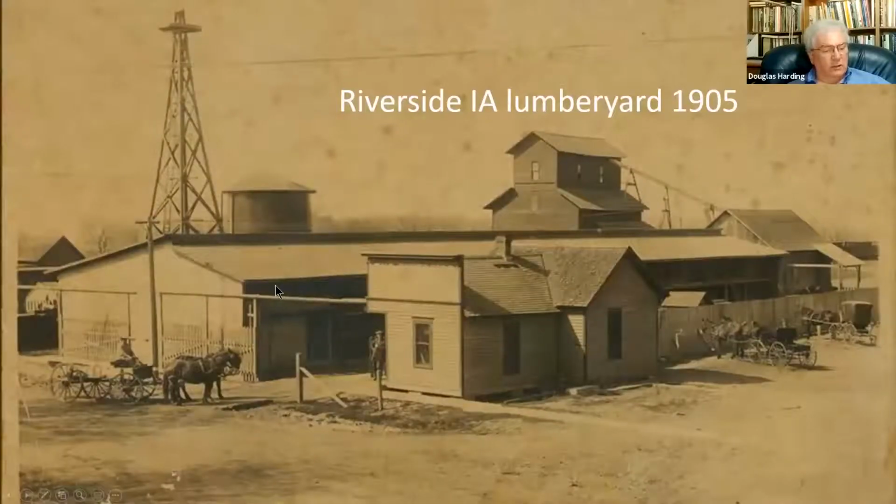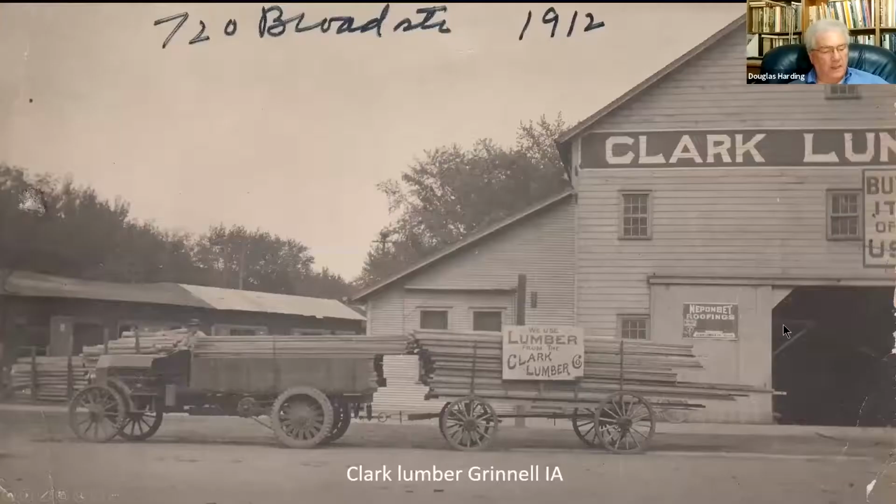Riverside, Iowa, 1905. Again, a fence. You got the open bins, the small office building, a nice sliding gate that slid on these overhead rails. This is Grinnell, Iowa, Clark Lumber, Neponset Roofings. So there's a sign for, you know, if that was in color, boy, I could print that out and put it on my lumberyard, right?